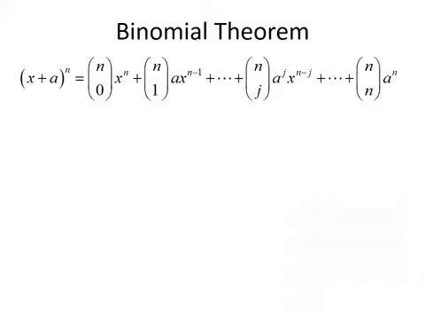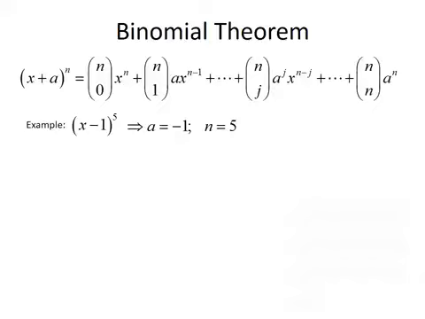And so for each additional term, the j part of n choose j will increase by 1, the power of a will increase by 1, and the power of x will decrease by 1. So let's look at an example. We want to use the binomial theorem to evaluate x minus 1 to the 5th power.